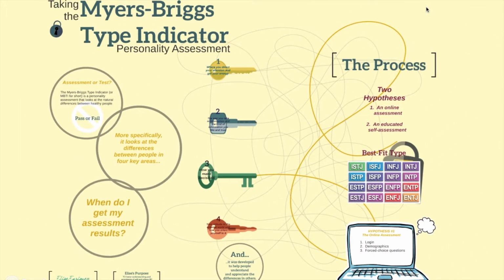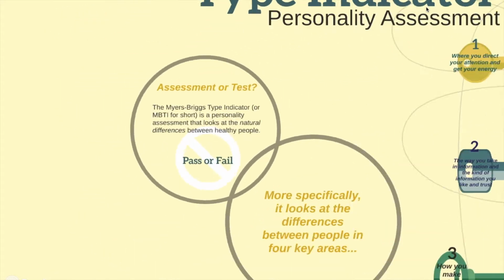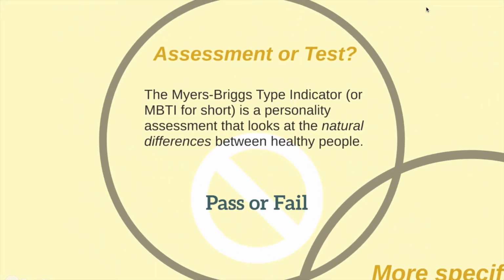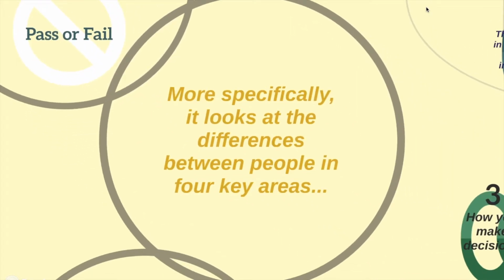In this video, we're going to take a look at taking the Myers-Briggs Type Indicator Personality Assessment. And that is quite a mouthful, but I promise you it is a lot easier than it might appear based on the title. So first of all, what is the Myers-Briggs Type Indicator, or the MBTI for short? It's a personality assessment that looks at the natural differences between healthy people. So it's not a test. There is no pass or fail to this.